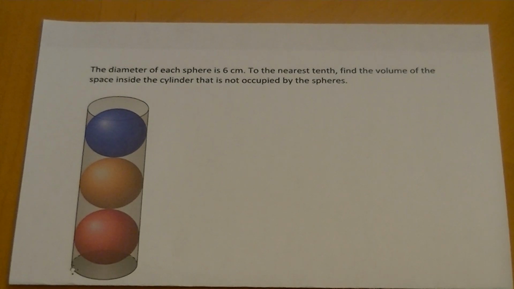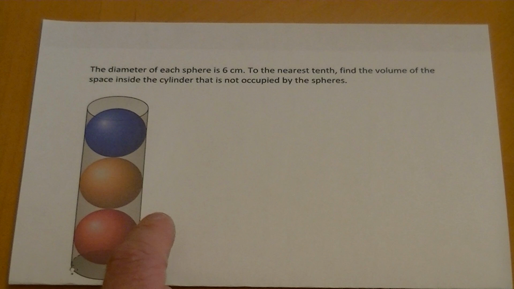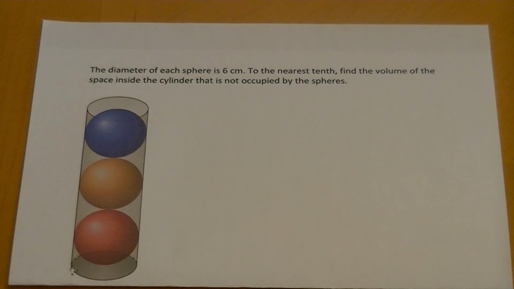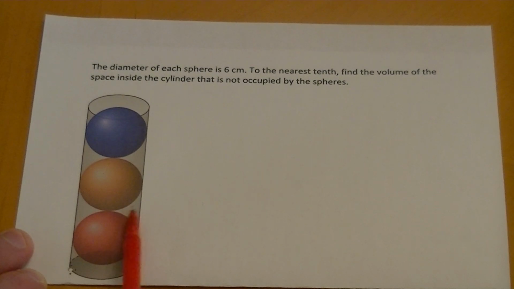So what I tried to find was something that looked like a tube of tennis balls, but I wanted it to be colorful. So suppose this was a tube of tennis balls. And I don't really know what the diameter of a tennis ball is. I just said 6 centimeters. But the question is, to the nearest tenths, what's the volume of this extra space inside this tennis ball container?